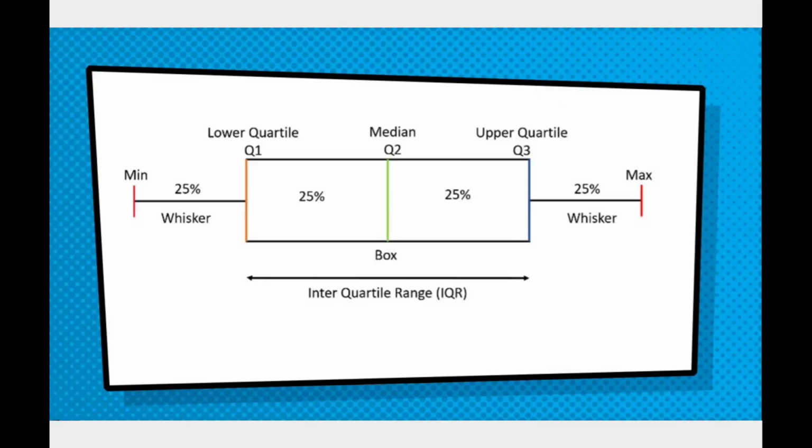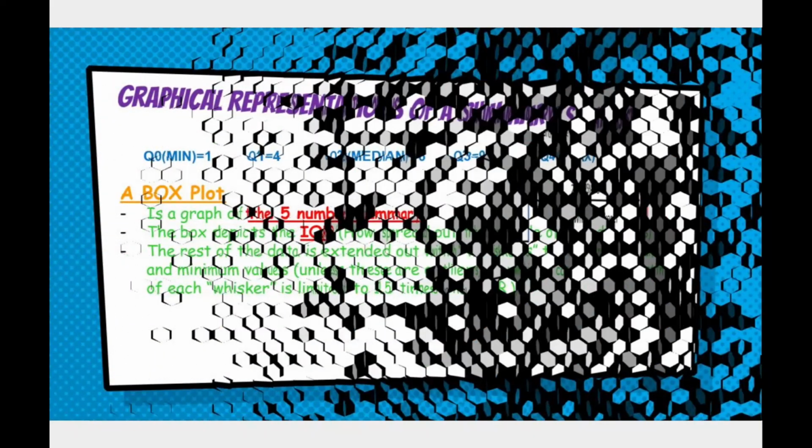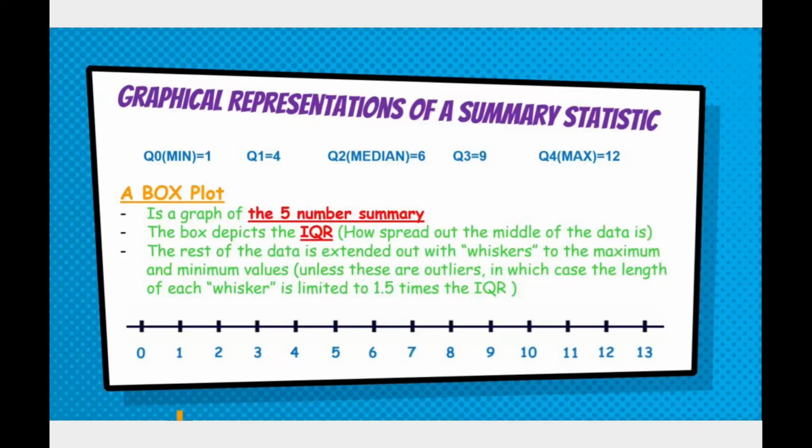We should see some familiar things like minimum and quartiles and medians, and an IQR on here. So a box plot is just a graphical representation of the 5-number summary. The middle box part indicates the IQR, and then the whiskers extend from Q1 and Q3 to the minimum and maximum.